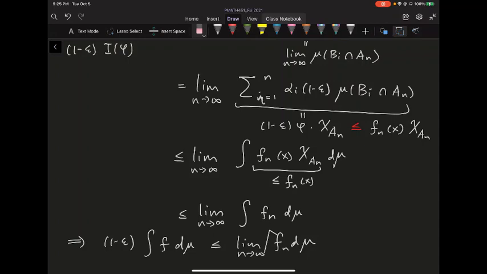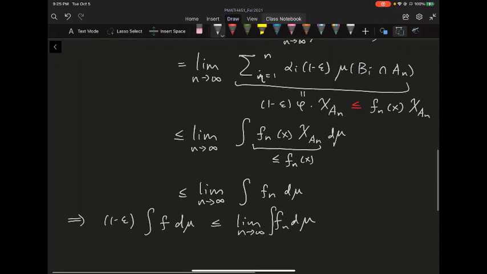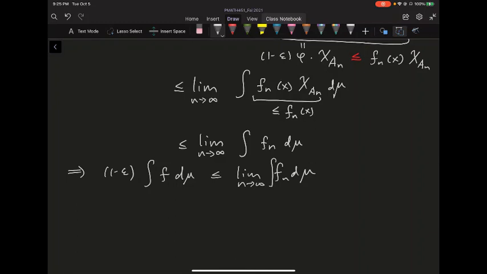Oops, I don't know why it's auto-correcting me. All right, so this basically shows the other direction, so I can let epsilon go to 0. We finish the other direction. So this is the end of the proof.